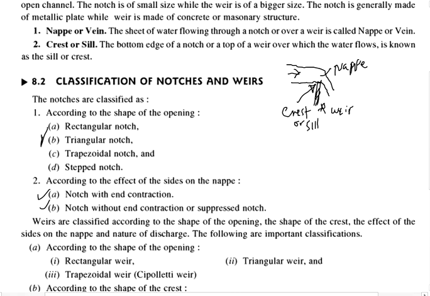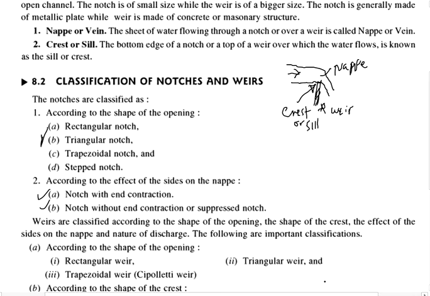Of course, according to the shape of the opening, it can become a rectangular weir, a trapezoidal weir, or a Cipolletti weir. A Cipolletti weir is the same as a trapezoidal weir. If it is triangular, then it is a triangular weir.